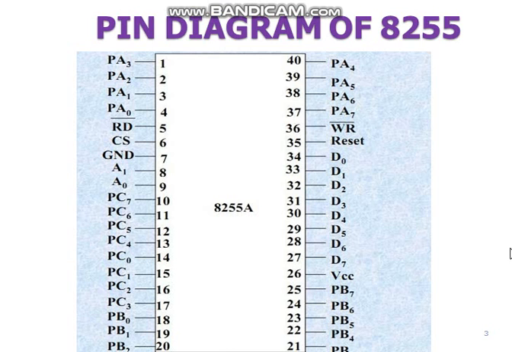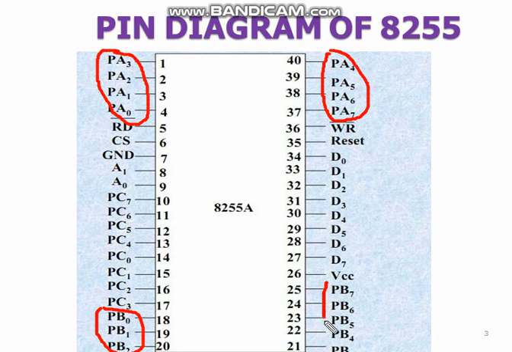The pin diagram of your 8255 you can look over here. Totally it consists of 40 pins, and when you look over the pin diagram you can see there are 3 ports available. This is port A. It consists of 8 pins. Port B is available over here. Port B also consists of 8 pins, PB0 to PB7, and PA0 to PA7 for port A, and port C also consists of 8 pins.